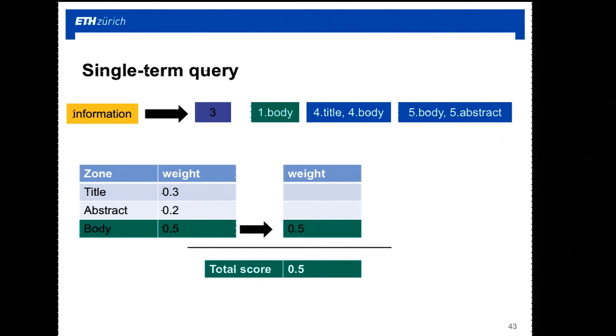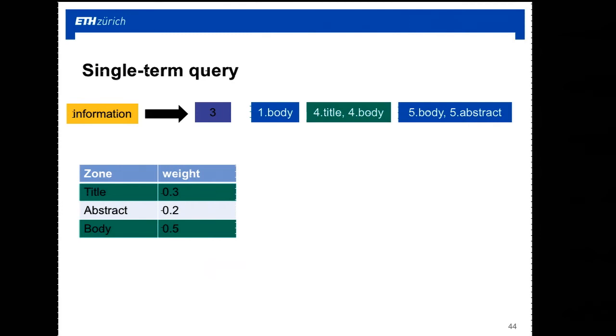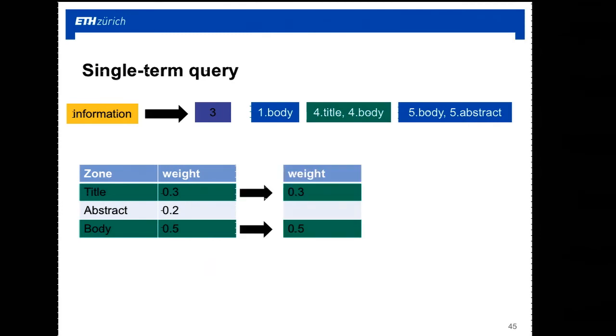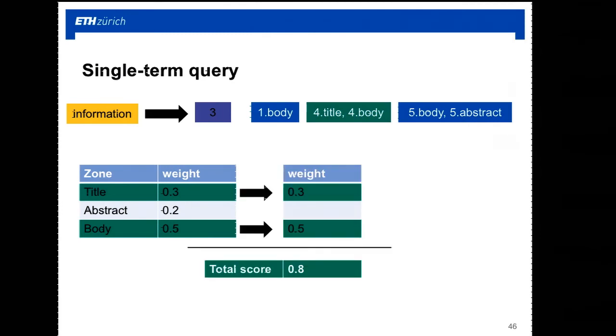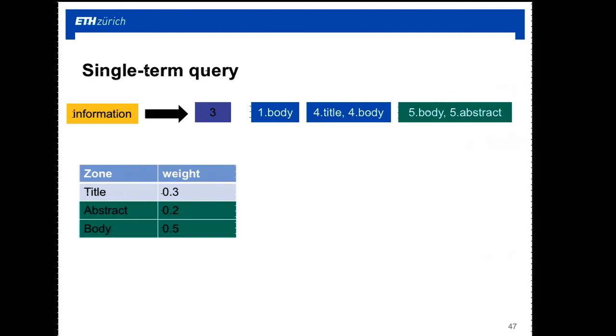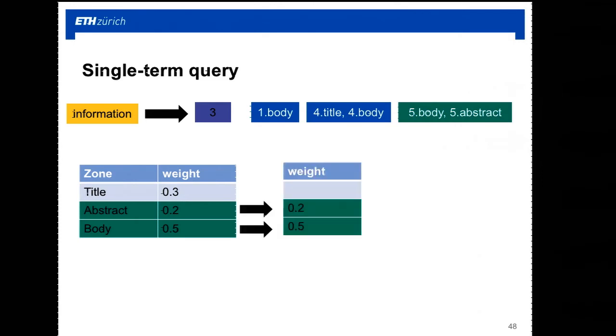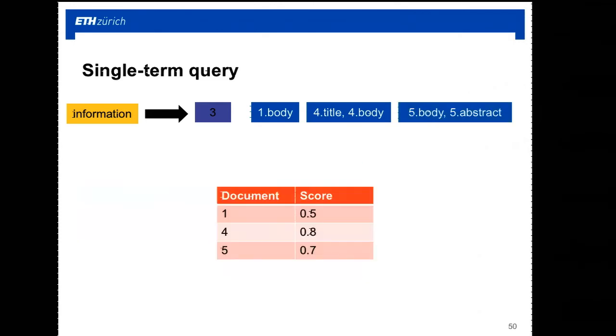So we are doing the scalar product of this vector here, 0.325, with the vector 0, 0, 1. It's basically the zones in which it appears. And what we get is 0.5. Then let's do it with this, title and body. So we add the title weight and the body weight, 0.8. And then for the third one, the same thing with body and abstract. So we add the two weights, and 0.7.